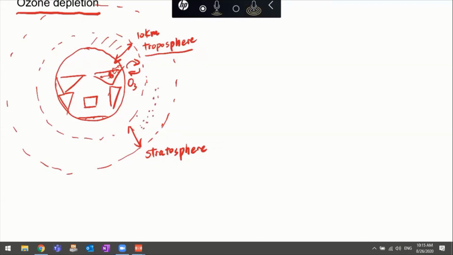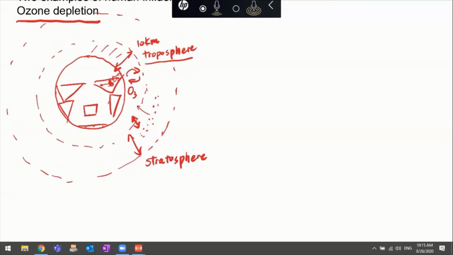And normally there is limited air transport between the troposphere and stratosphere. It's very difficult for ozone to escape into the other layer of the atmosphere, and also it's difficult for ozone to transport down to the surface of the Earth. Okay, so when we talk about ozone depletion, we're talking about the ozone that's in the stratosphere.